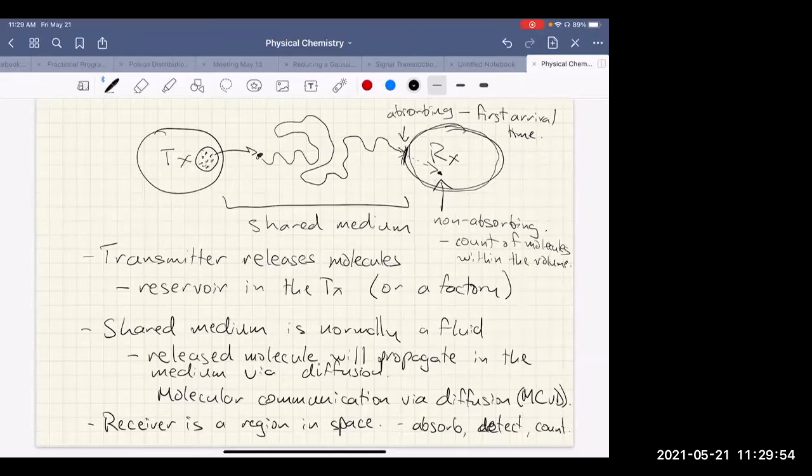So basically, you can have absorption. That usually goes hand in hand with detection in terms of first arrival time, or counting, which generally goes along with non-absorbing, and that basically means the count of the molecules within the volume.